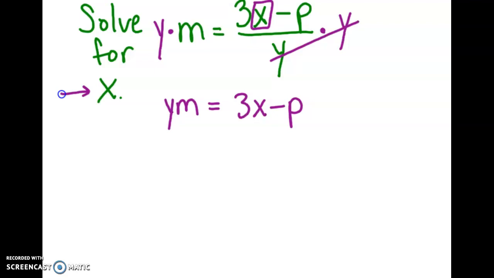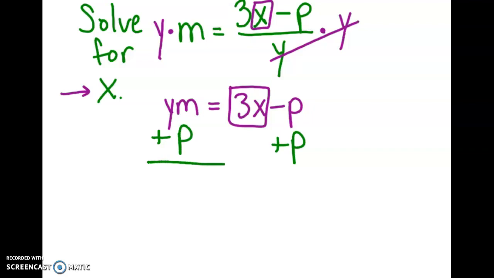So we're one step closer to getting x alone. If we really want x alone, we do have to get rid of the minus p that is with it. So the opposite of a minus p would be to add p to both sides. It's not very different than a regular equation, guys. If you see an operation, you need to do the inverse of that operation. Negative p plus p is 0.